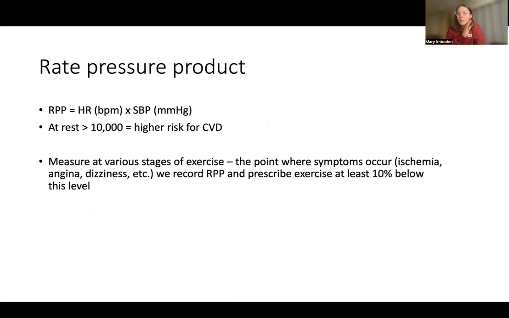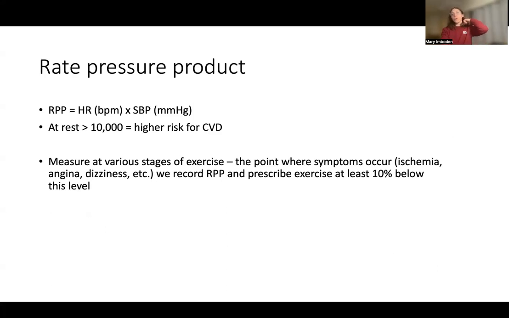And so learning about heart rate, learning about blood pressure, we have what's called our rate pressure product. The rate pressure product is computed as heart rate in beats per minute times our systolic blood pressure in millimeters of mercury. So that top number, right? And at rest, a normal, healthy individual is probably going to be around 10,000 or less. Individuals that have above 10,000 are going to be at higher risk for cardiovascular disease.